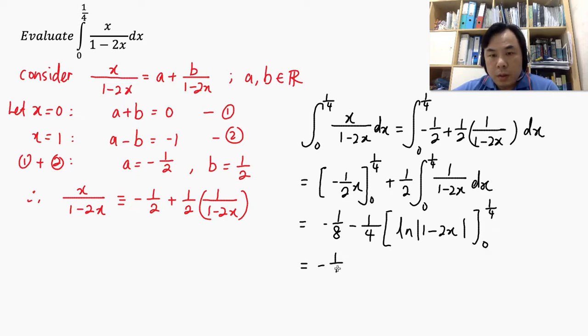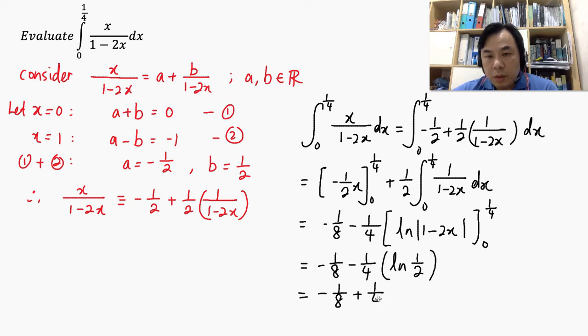Okay, let's see what we have here. If we put a quarter there, then that will be a half, so there will be a ln half here. And then we put a 0 there, that is a 0 because ln 1 is 0. Therefore this is the only result that we have. Furthermore we can simplify this into this form, because this ln half is actually negative ln 2, so therefore we can write it down as ln 2 like this.